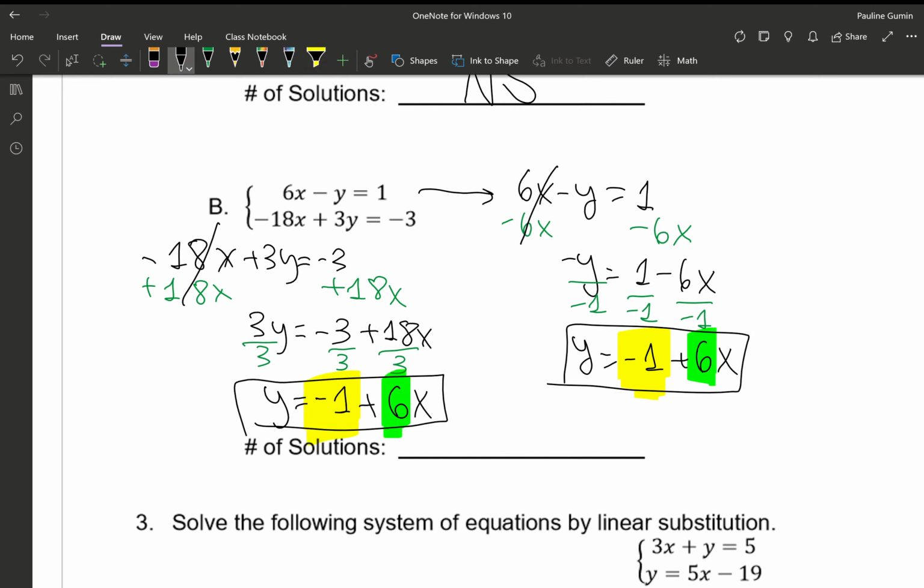You may have even noticed that these equations are exactly the same, which means we have infinite solutions. That's my attempt at an infinity sign. Or of course, you can just use the word infinite.